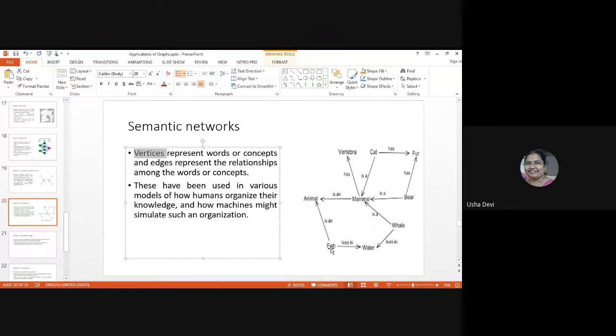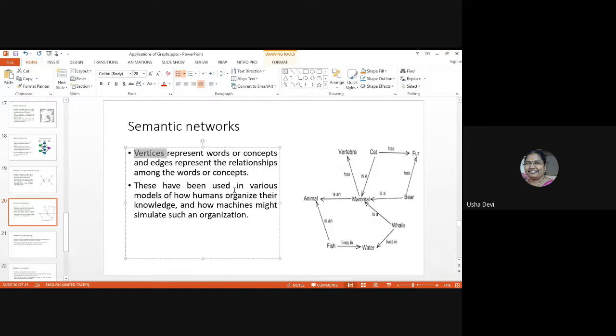Similarly, fish is an animal. Based on the relationship, you are trying to make an arrow. So this is the best example for a semantic network. We have so many words as well as concepts, and from one word or concept to another, we are trying to make a relationship through semantic networks. In order to represent such semantic networks, we make use of graphs. That's the conclusion here.